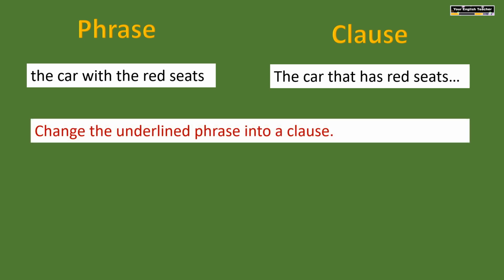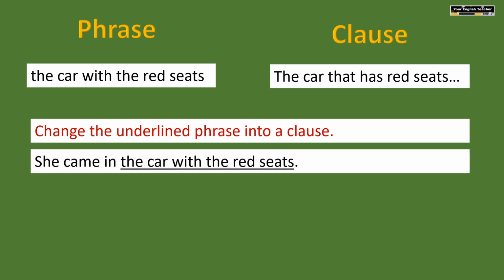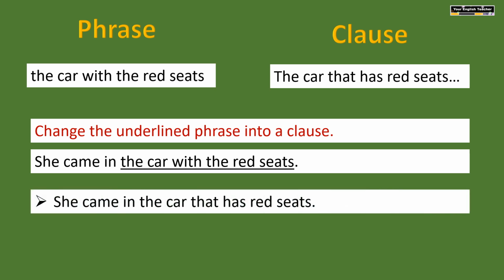In a sentence, it can be asked like this. She came in the car with the red seats. So, the car with the red seats is a phrase. Now, we need to convert it into a clause in the sentence. Now, she came in the car that has red seats.